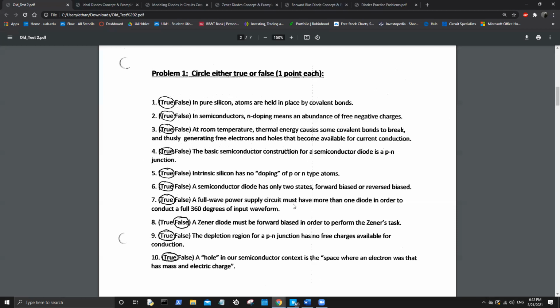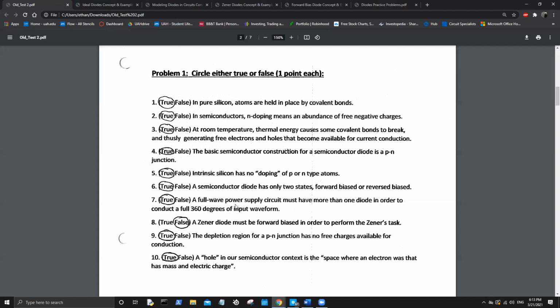Number 7, true, false: a full wave power supply circuit must have more than one diode in order to conduct the full 360 degrees of the input waveform. I hope we all understand that this is absolutely the case, because we can use question 6. If you understand question 6, you can logically figure out why. If you have one diode, either forward biased or reverse biased, AC current is going to increase, peak, decrease, hit 0, and then go negative. It's going to reverse its polarity over and over again. The diode will only pass half of that.